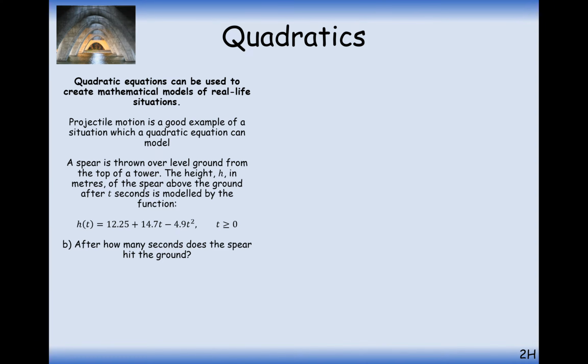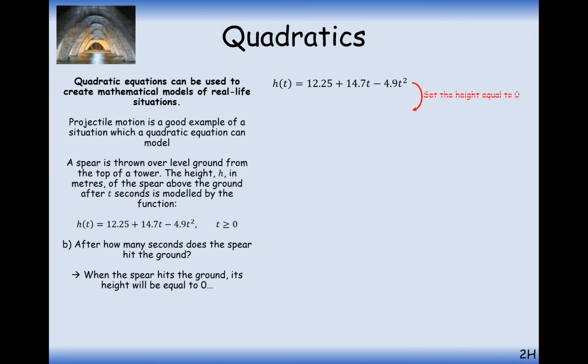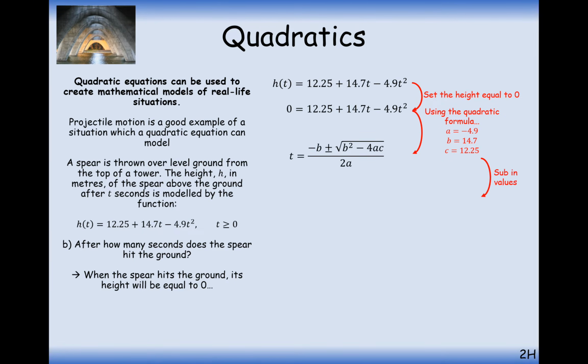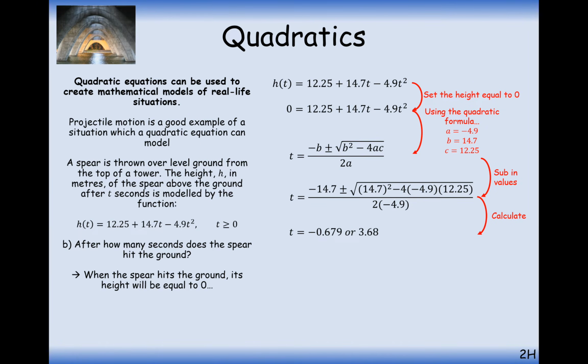Okay, part B: after how many seconds does the spear hit the ground? In this case we want a height of 0 meters off the ground. So what we need to solve here is a quadratic equation, and we're going to use the quadratic formula that we know and have used so far. So a is minus 4.9, b is 14.7, c is 12.25. Substitute this into the quadratic formula, and being really careful, we get t equals 0.679 or t equals 3.68.